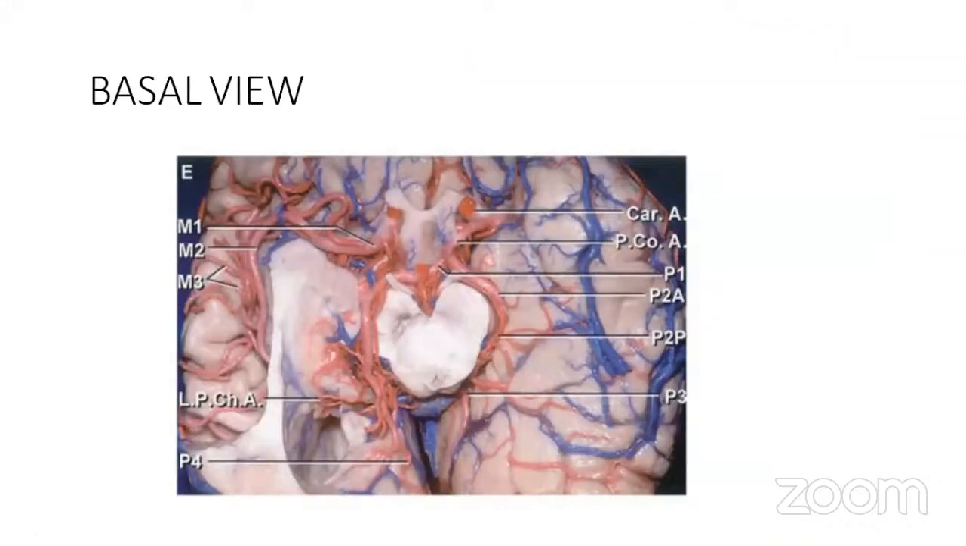This is again almost a similar basal view representation of this diagram. The M1 segment would be somewhere here, which is not very clear in this picture, and it is dividing into two trunks, the superior trunk and the inferior trunk, which form the M2 segment. And then it would be related to the opercula here as M3, and then it would be distributed towards the cortical surface, the M4 segment, which is not shown here.